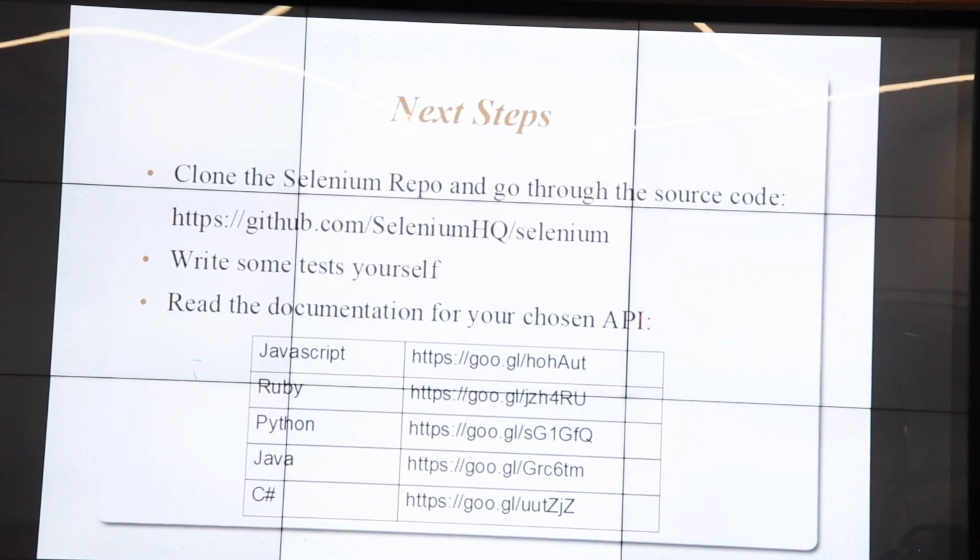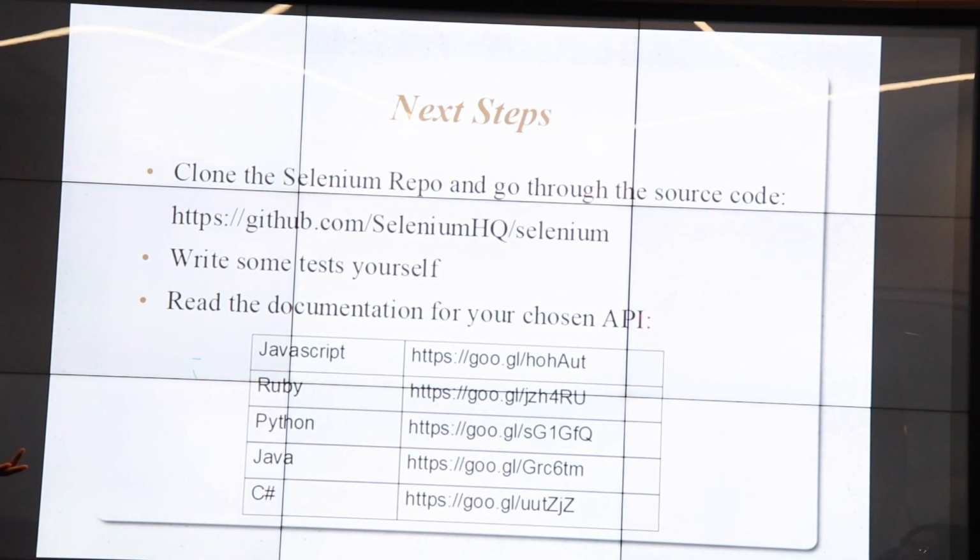You can go through, read the code, look up the examples, read the README, and kind of get a feel for what's going on. Of course, write some tests yourself. I've always believed teaching is the best way to learn something, and then application is the second best. So I always try to test it out, write some yourself, and then read the documentation for your chosen API. I used JavaScript this time, but these are the URLs for the other APIs.